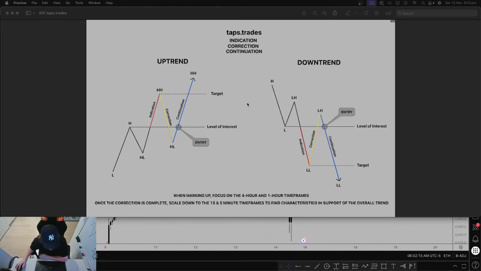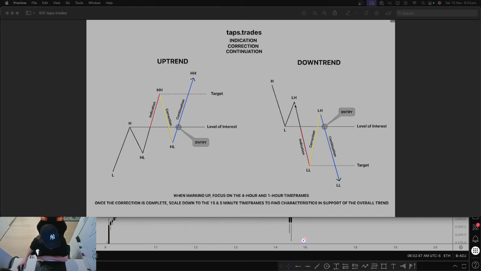So the reverse of that is what we call a downtrend. In a downtrend, we start with a high in the market, we then create a low, we then create a lower high. It's called a lower high because it's lower than the previous high. Price then breaks below this level, creating the indication and also a lower low. At this point in time, we can draw our level of interest at this low, and that's perfect.